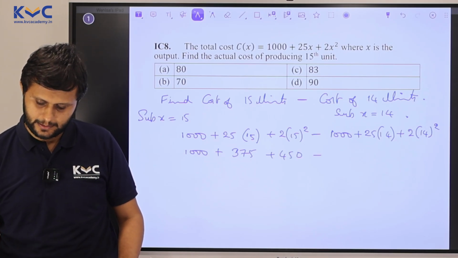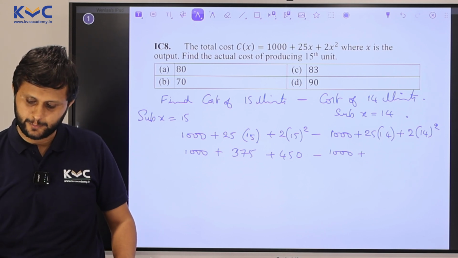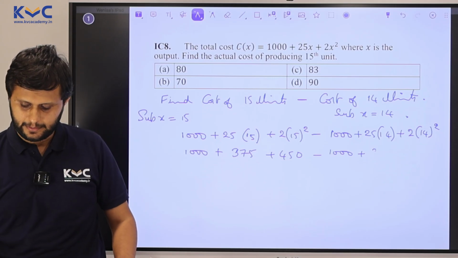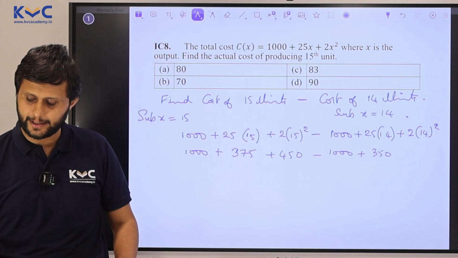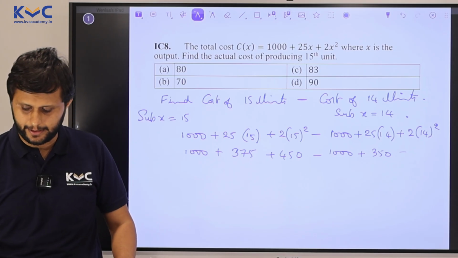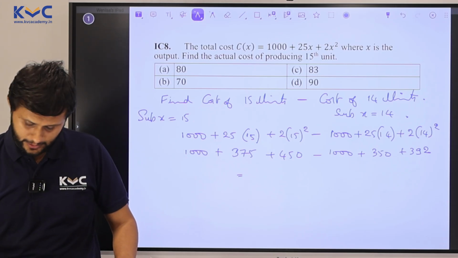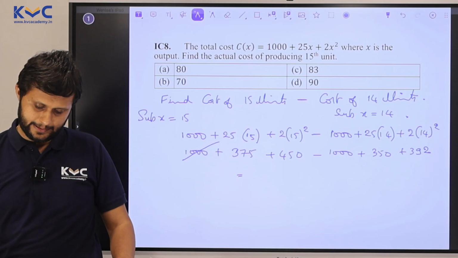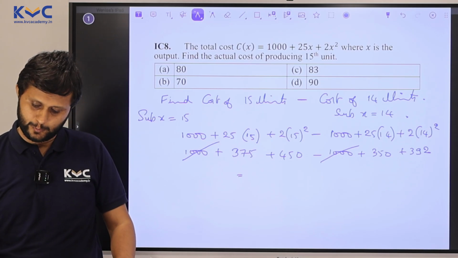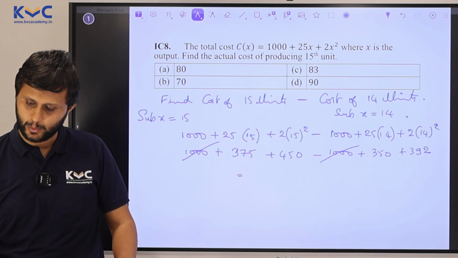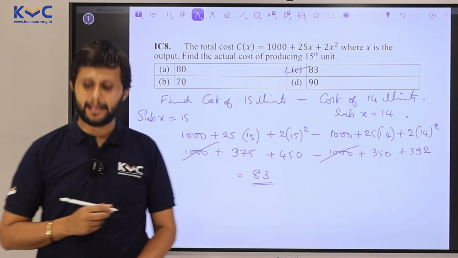Okay, minus we have 1000 plus 25 into 14, that is 350. Then we have 14 square, definitely it's 196, into 2, that is 392. And we get the final answer. Let's do it slowly. 1000 cancels. Okay, we have 375 minus 350 plus 450 minus 392. We get 83. We got 83 as the answer.